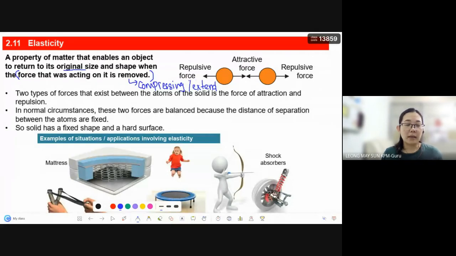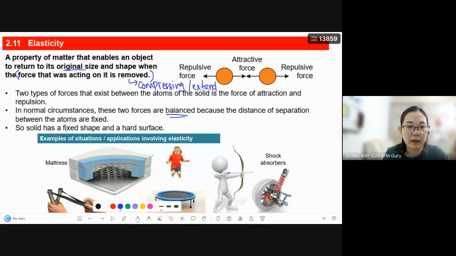So in a normal situation, both of the forces are balanced because the distance of separation between the atoms is fixed. If you recall back your chemistry, the lattice structure of the molecules is a structure whereby they are at a comfortable distance between the two molecules, or the two atoms. So why are they at a comfortable or equilibrium position? It is because the attractive force and repulsive force are balanced. So solid has a fixed shape and a hard surface.